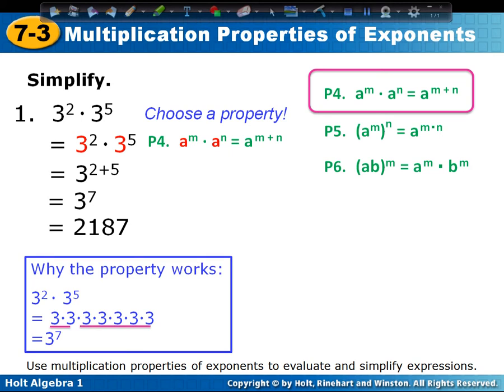And down here at the bottom it says why this property works, because if I have 3 to the 2nd power, that's 3 times 3. If I have 3 to the 5th power, that's 3 times 3 times 3 times 3 times 3, 5 times. So altogether, if you look at this, there are 7 3s, so that's 3 to the 7th power. Take a minute. You do not have to write down the blue box, but make sure you have the work written with number 1 before you move on.